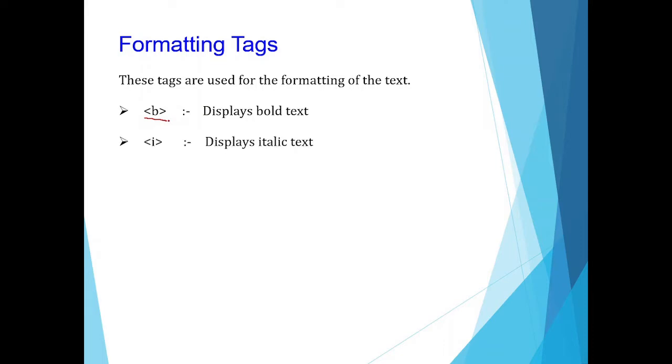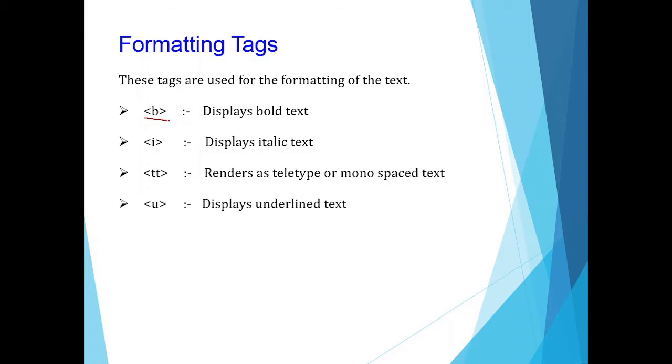The next is I. I in the angular bracket displays italic text. B and I both are container tags. So whatever text you want to mention as italic, you will be mentioning that in between the I tags. The next is the TT tag. TT is a typewriter type tag, like teletyped or typewriter type text. Whatever you write in between the TT tag will be printed in a typewriter font.